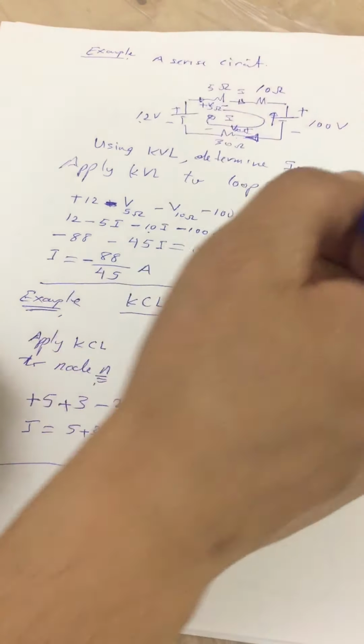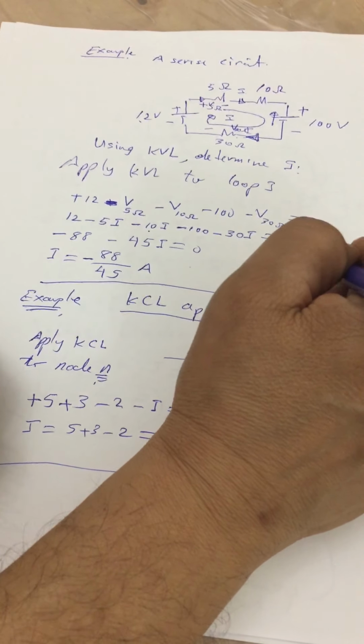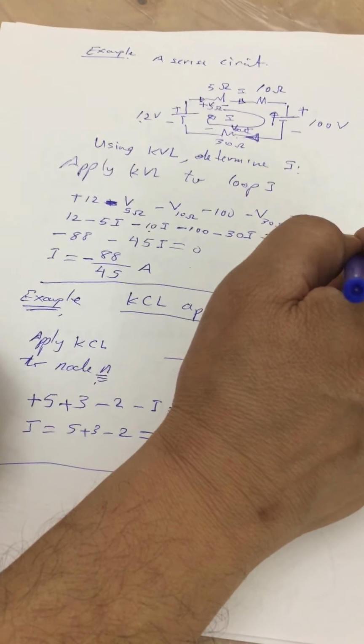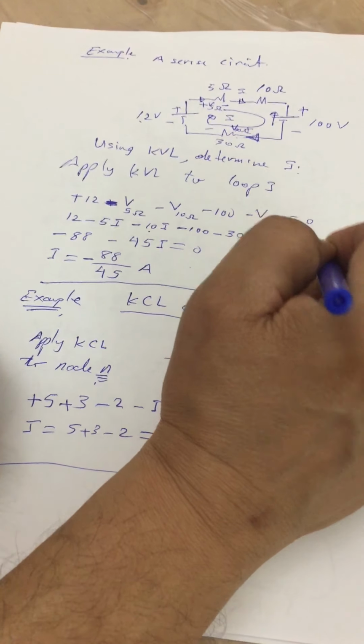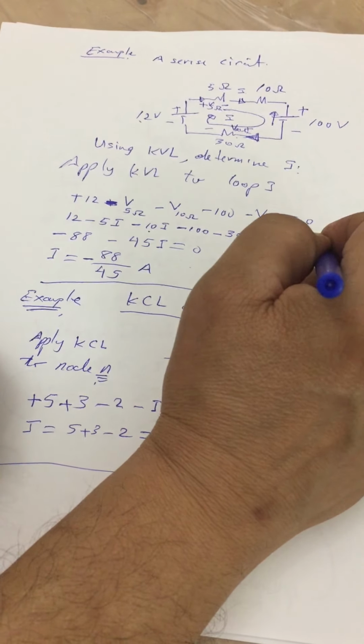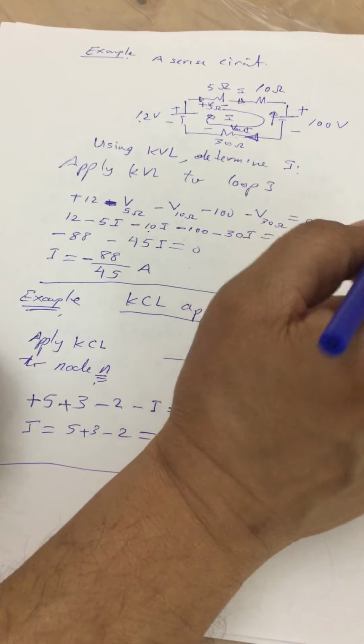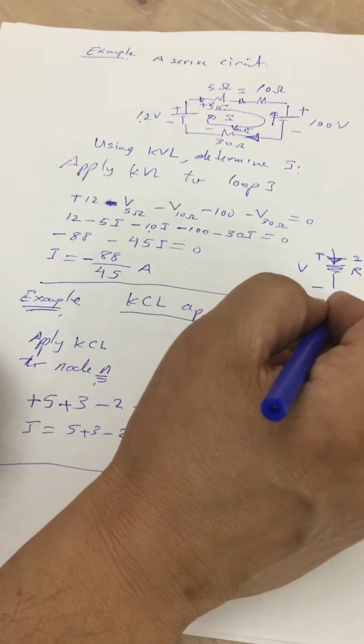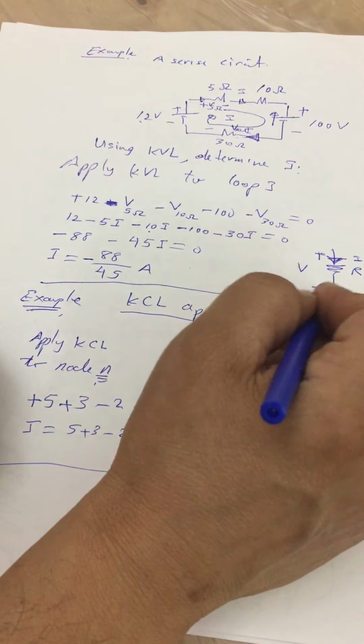Remember, always when you have a resistor R and the current I passes like this, then this is plus minus V. So the current flows from plus to minus. Then you say V equals RI. This is the correct way.